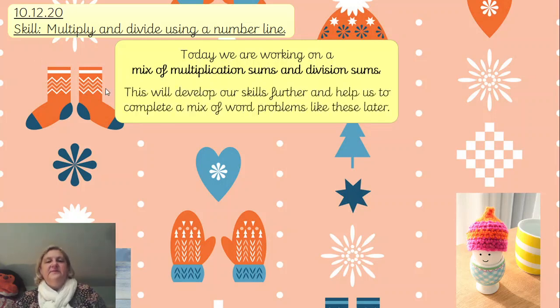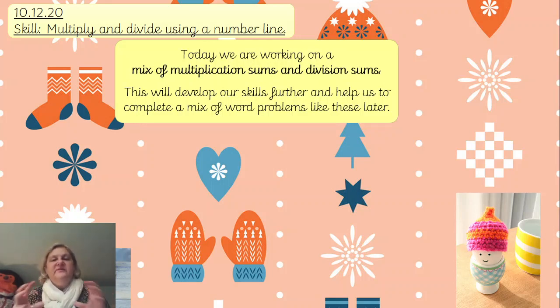We're going to develop our skills further so that when we come to doing a mix of word problems like these, the ones I'm going to show you later, then you'll be able to use your number lines or the other skills that we've been learning. For instance, when we're doing word problems, you might need to use your multiplication grid, and you also might need to take some bigger chunks from your dividing line. Okay, you might need to do some of that today.